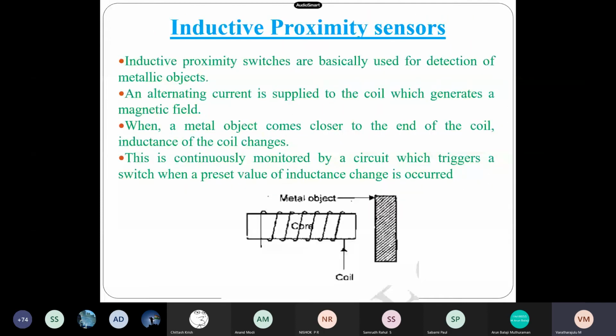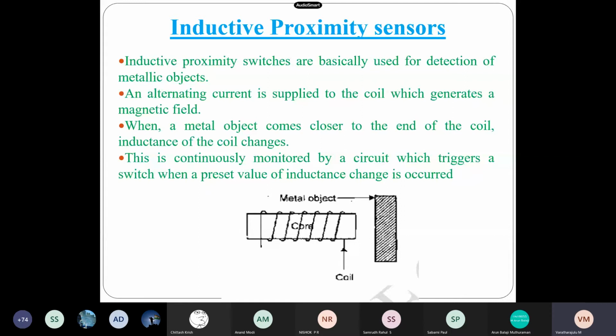Now we'll talk about the inductive sensors. As I already said, the inductive sensors are generally used in elevators. It is a proximity switch, basically used for detection of metallic objects. An alternating current is supplied to the coil, which generates a magnetic field. Based on the magnetic field, the objects are identified.